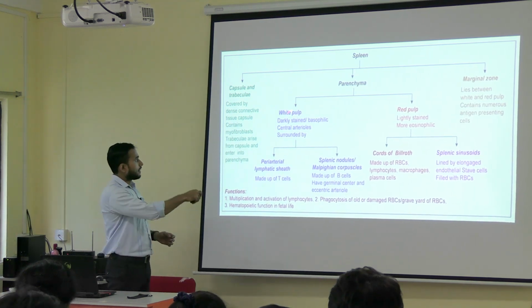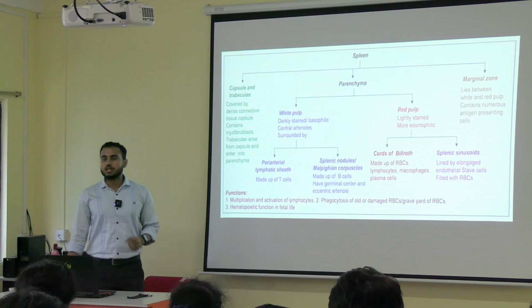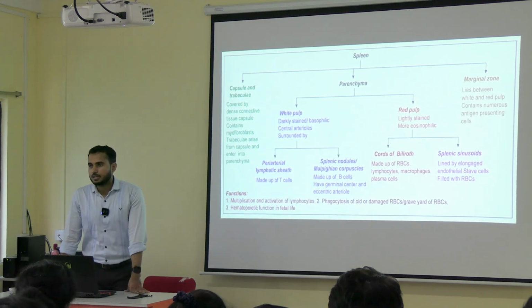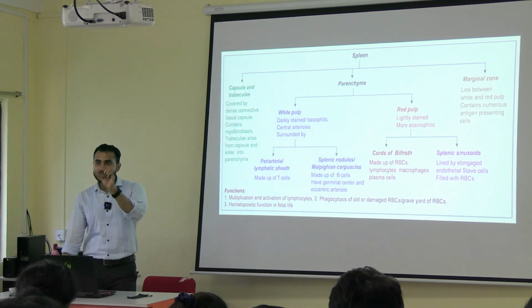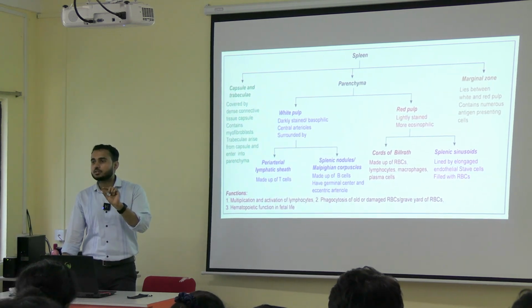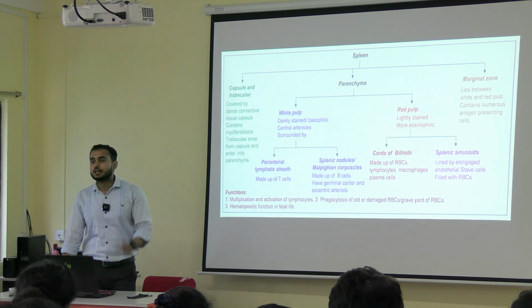Next, so this is the white pulp. What will the appearance be in case of white pulp? Darkly stained, that also basophilic, meaning blue color appearance. And in the center, what will you see? Arteriole.